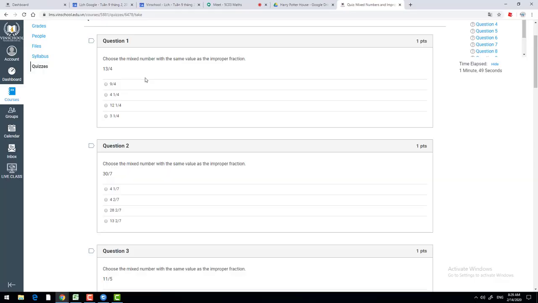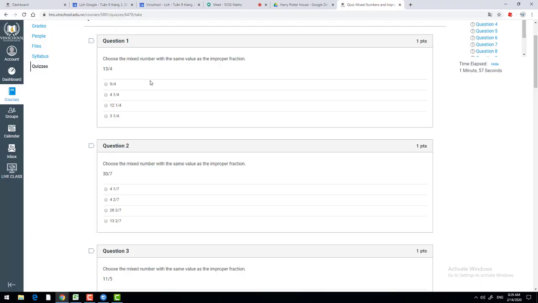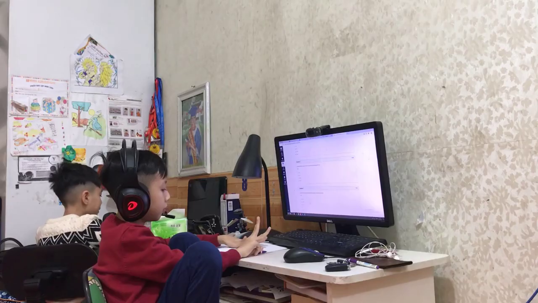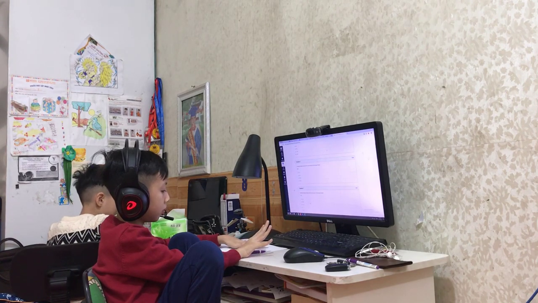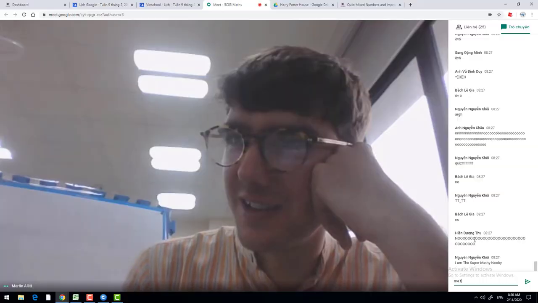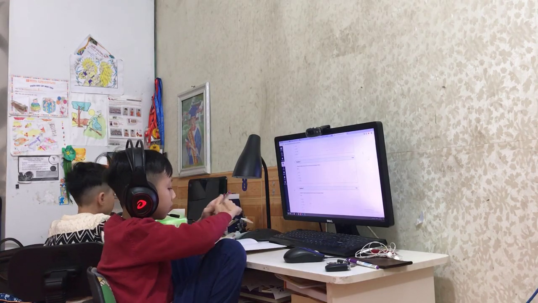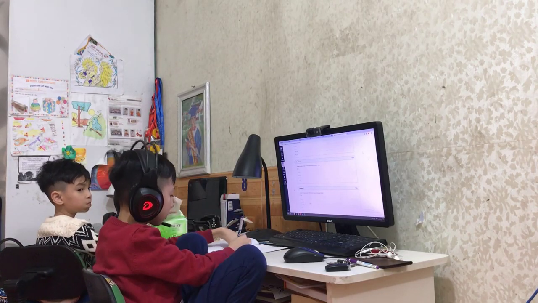Mr. Martin, yes. I don't remember how to change an improper fraction into a mixed number. Is that because you were busy posting emojis into the comments instead of focusing on what I was saying? No? No? Okay. Oh, me too. Fractions into mixed numbers or the other way around?